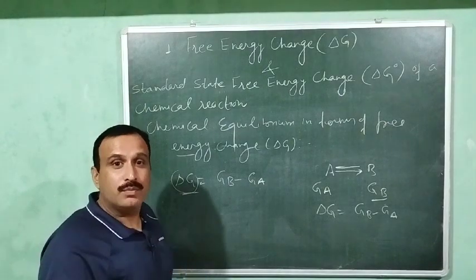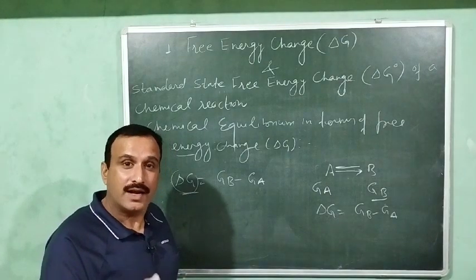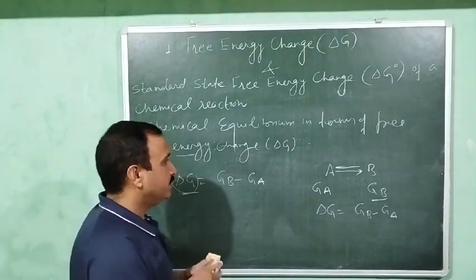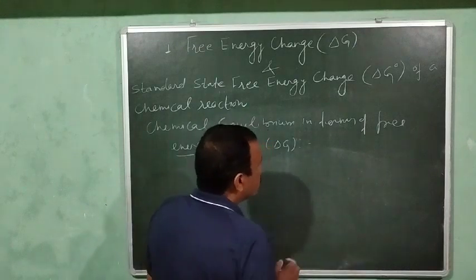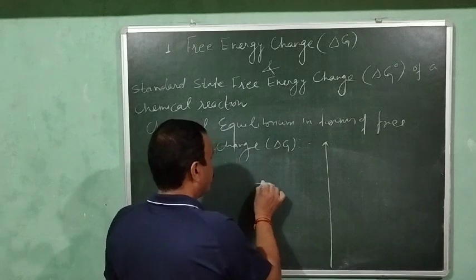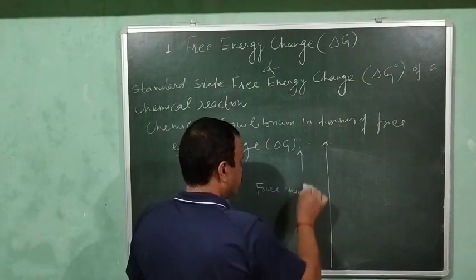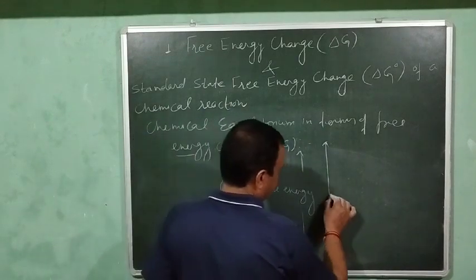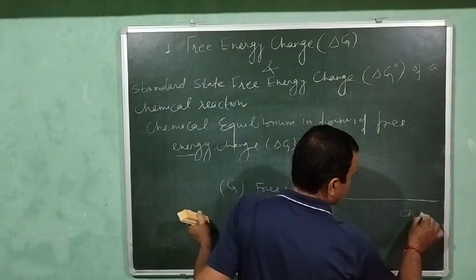And at equilibrium, okay, at equilibrium the free energy of the products becomes equal to the free energy of the reactants. Let us explain it diagrammatically here. देखिए, so we have your free energy along this direction and that is G, and this line is representing the state of your chemical equilibrium.